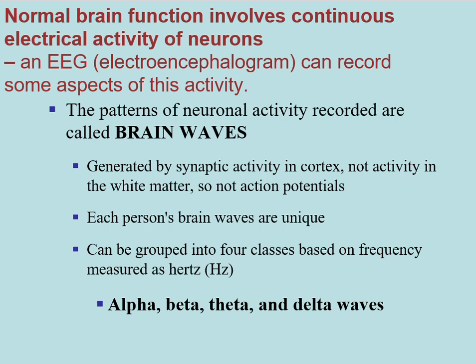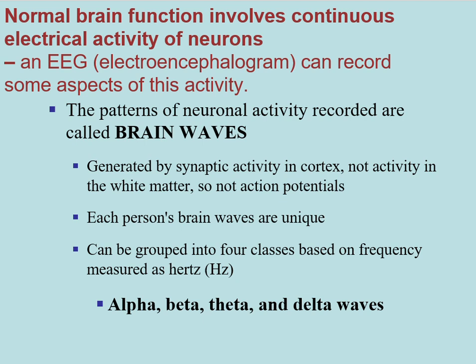Next, we're going to be looking at patterns of neuronal activity. When it comes to brain functioning, this involves continuous electrical activity of neurons. You can measure this electrical activity in an EEG, or electroencephalogram, so it can record aspects of brain activity. Now, these patterns of neuronal activity are recorded and called brain waves. And this generated electrical activity is actually occurring at the synapse. So this is not looking at action potentials.